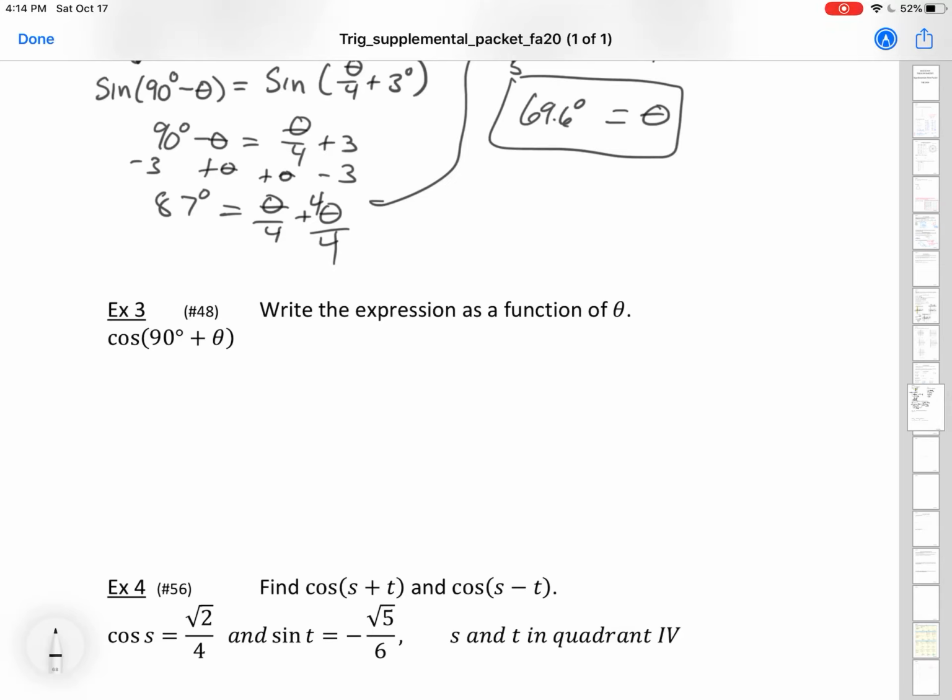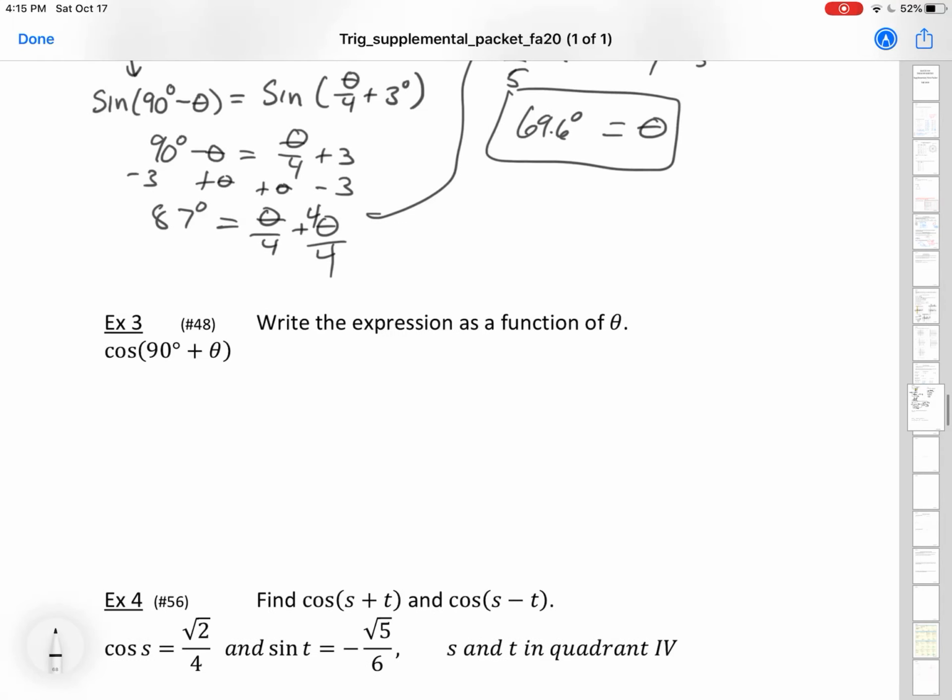So we do have a few more examples that are here. Let's look at this one more, and then we'll probably split it. Write the expression as a function of theta. Now notice it's not minus theta, but cosine of 90 degrees plus theta. Easy. Cosine of the first angle times cosine of the second angle minus sine of the first angle, sine of the second angle.